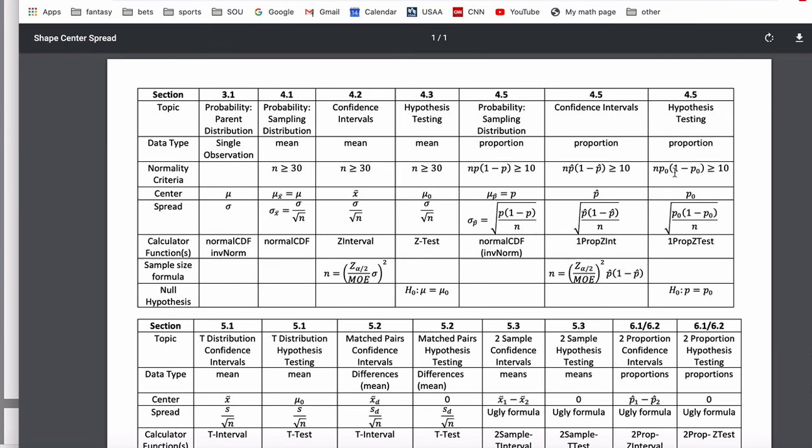And here's our criteria for normality. Here's our center. Here's our spread. Here's the calculator function that you use. And here's the null hypothesis. I tried to list as many things as I could to remind you. If you take this 4.5 column and compare it to the 4.3 column and really understand any of the differences between the two, because they're the 2 versions of hypothesis testing we've seen so far, but one's dealing with means and one's dealing with proportions, you can understand why everything's different: null hypotheses, different calculator functions, different shape, center, spread. That shows a really good understanding of this 4.5 stuff. All right, that's all I got.